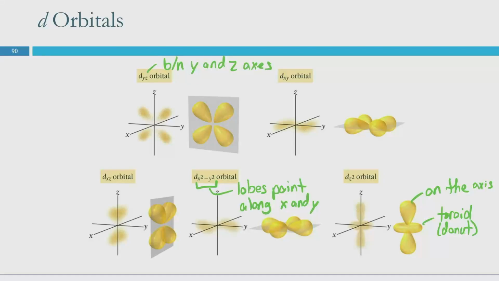Any questions about S, P, or D orbitals? Yes? What's the first word in the middle one? This word? Yeah. Lobes, the pointy parts.